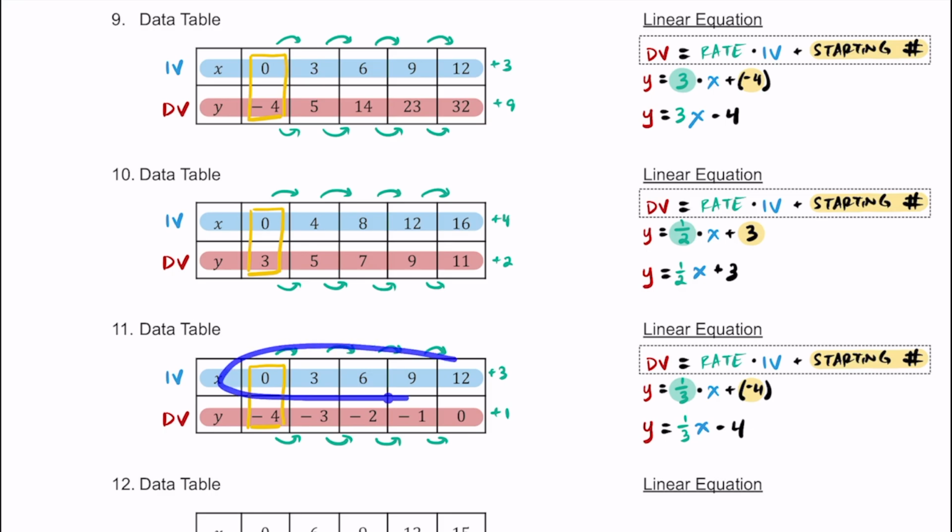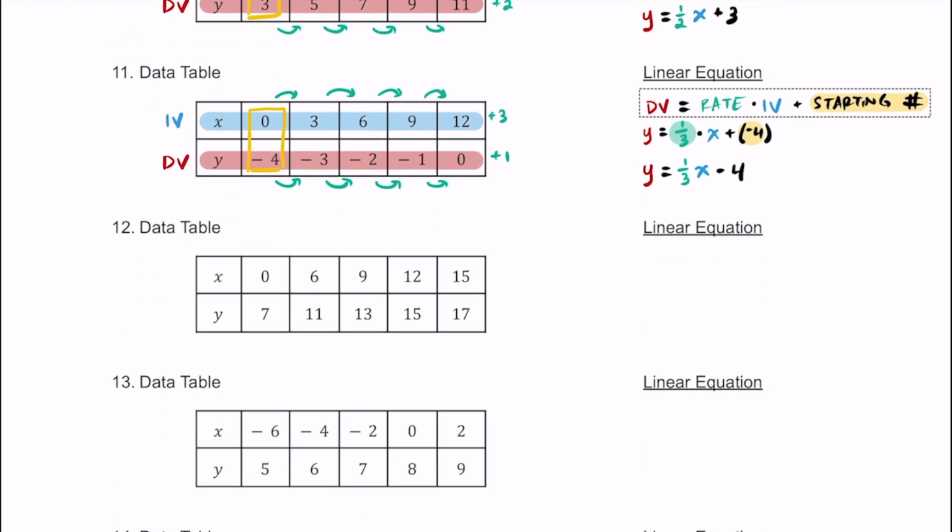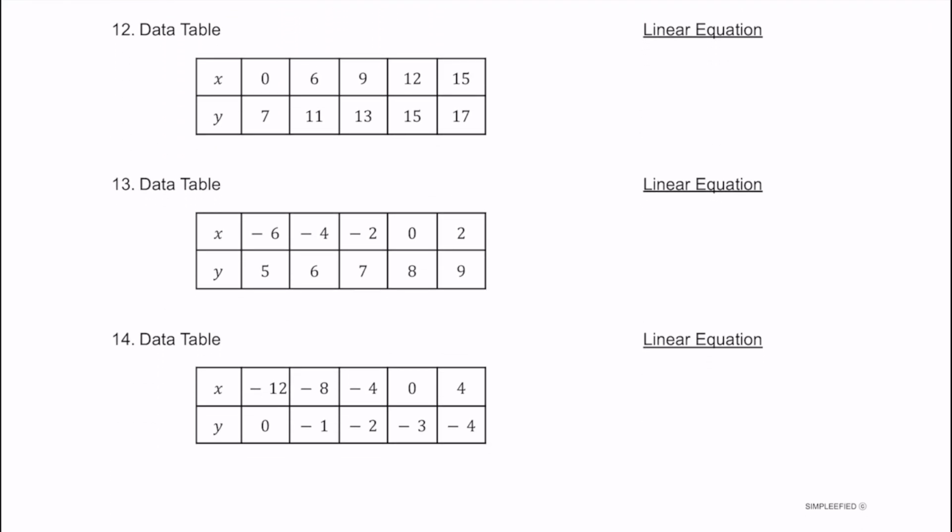So if we take 1/3 of all of these x values and then take away 4 from them, we will get each of these y values. All right, so here's number 12, and let's finish up with just a couple more.